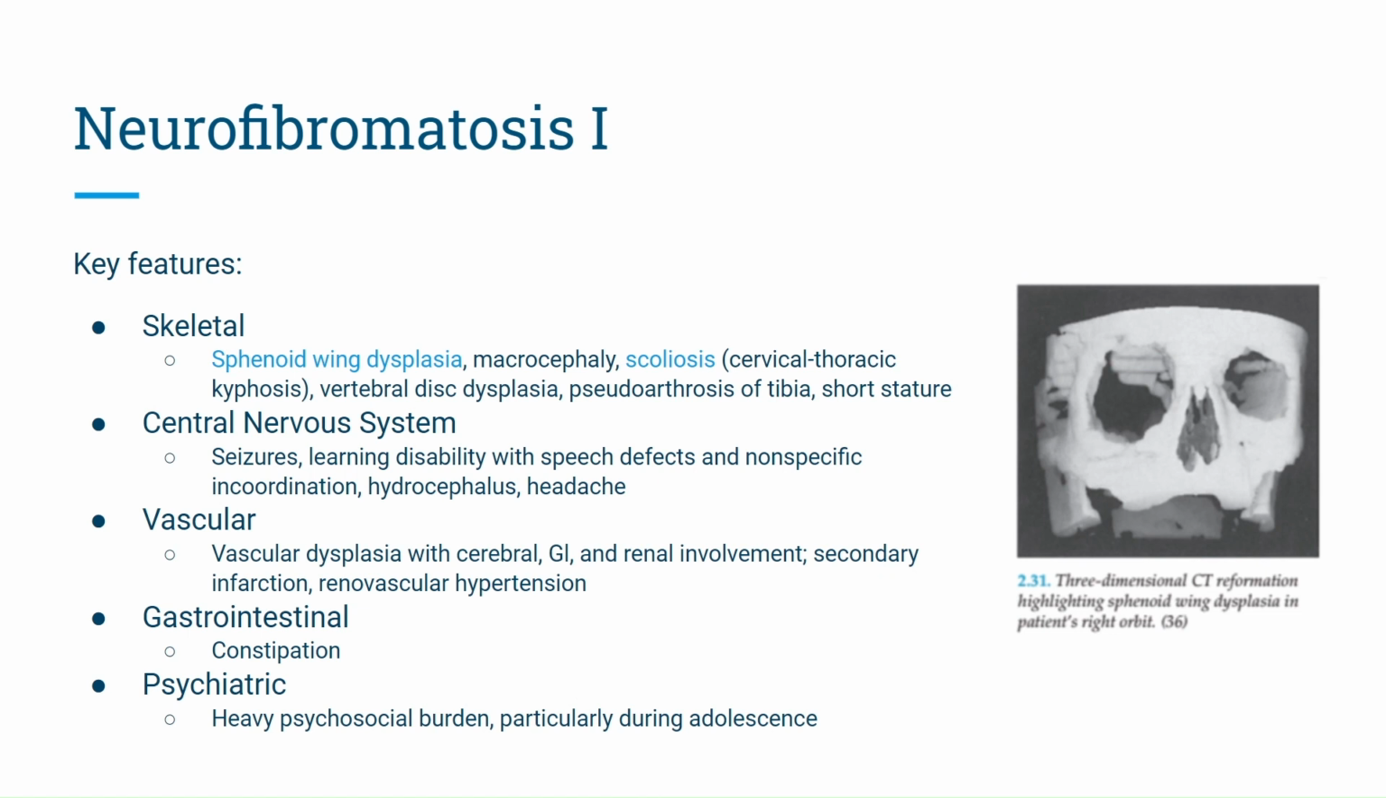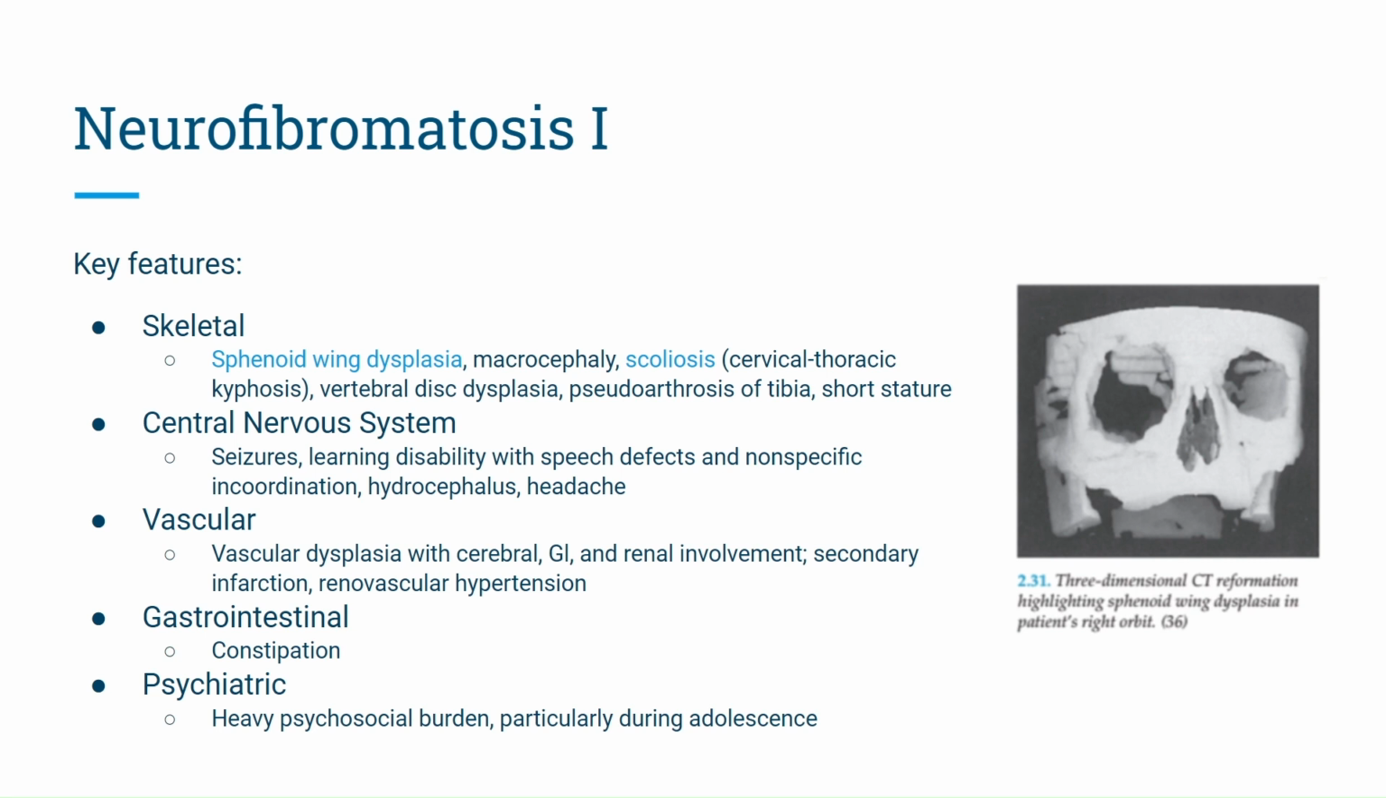Skeletal defects, you'll see a sphenoid wing dysplasia. That's one that's kind of hidden, but still high yield. So sphenoid wing dysplasia is associated with neurofibromatosis. You could also see dysplasia of the thoracics, usually cervicothoracic kyphosis or scoliosis.